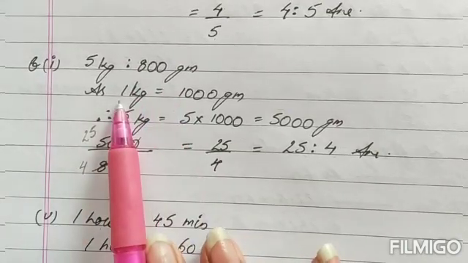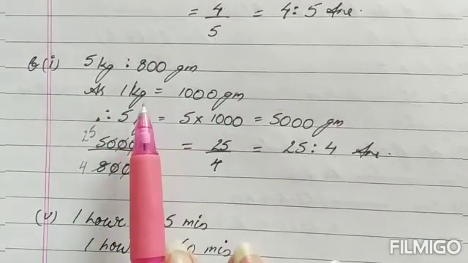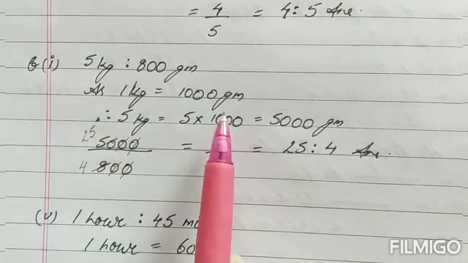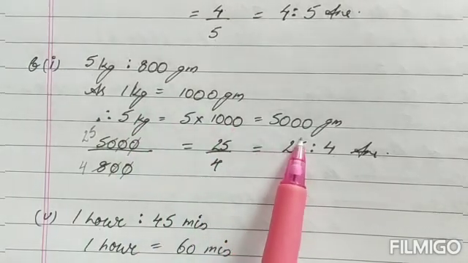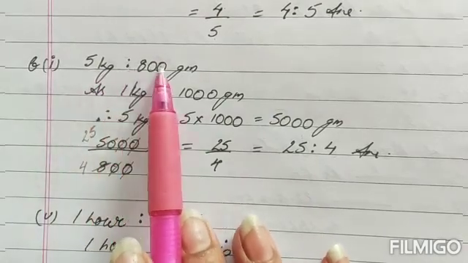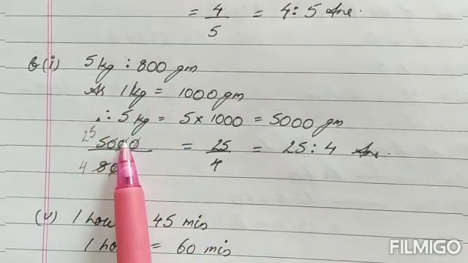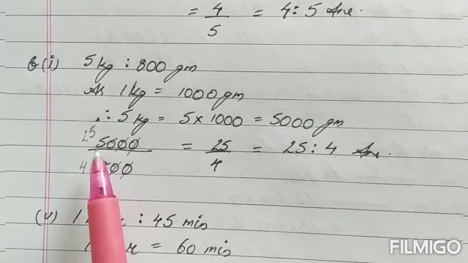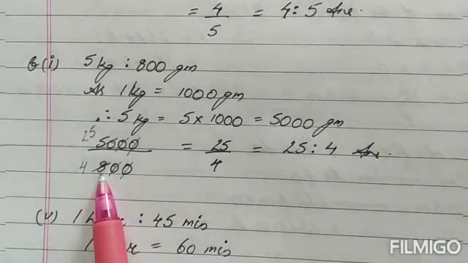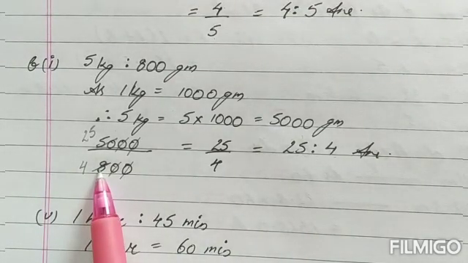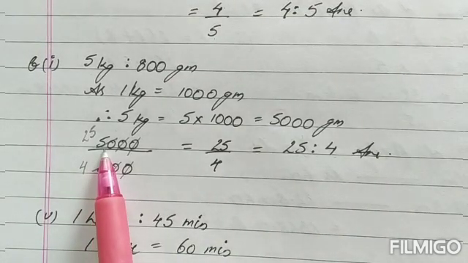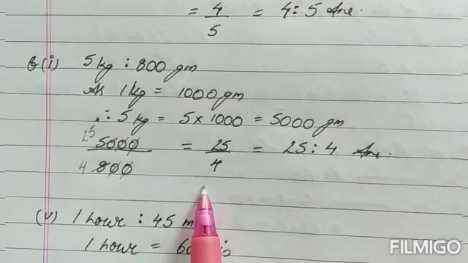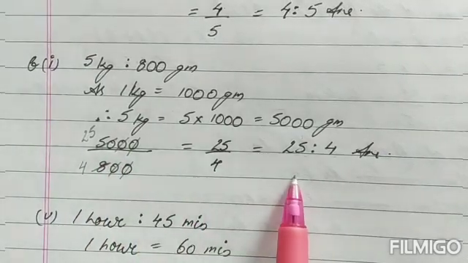So 1 kg we know is equal to 1000 grams. Therefore 5 kg equals 5 into 1000, which is 5000 grams. Over here 5 kg and 800 grams means now I can write 5000 upon 800. Reduce the two zeros of the numerator and the denominator, and then 50 and 8 can be reduced by 2. 2 4s are 8 and 2 25s are 50. So our answer becomes 25 upon 4, which can be written in ratio as 25:4.